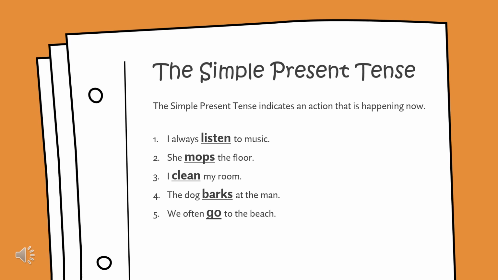Just look at the examples. I always listen to music. She mops the floor. I clean my room. The dog barks at the man. We often go to the beach. In these examples, the words which are highlighted are verbs.